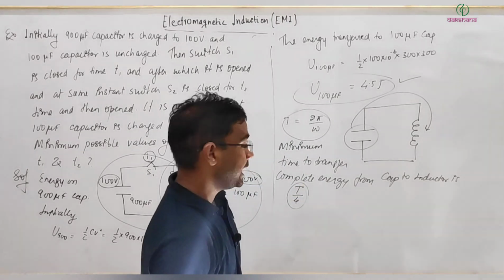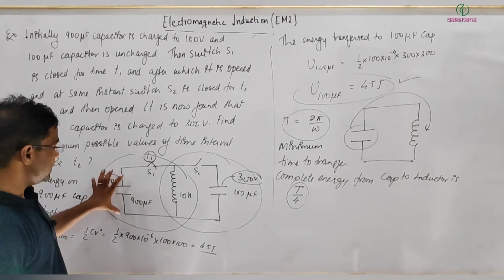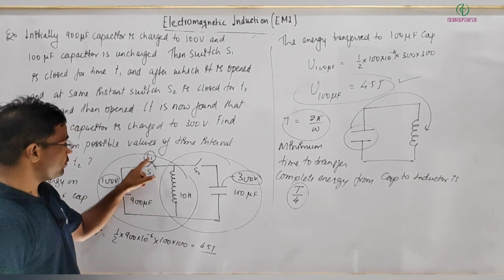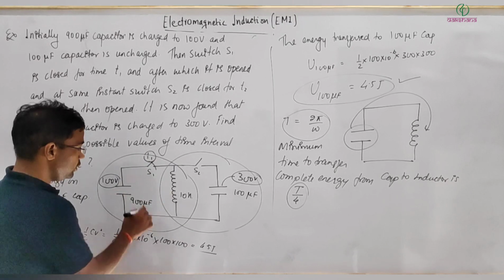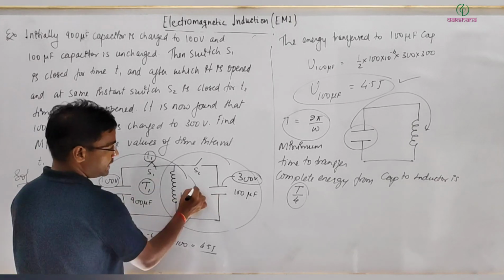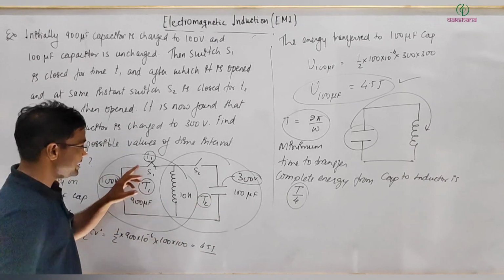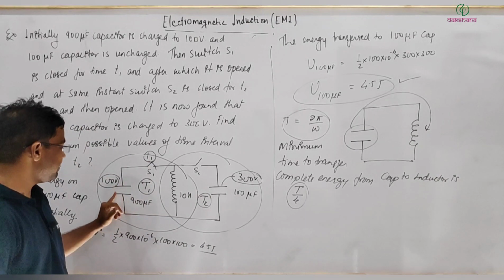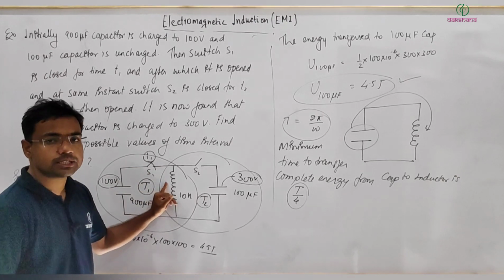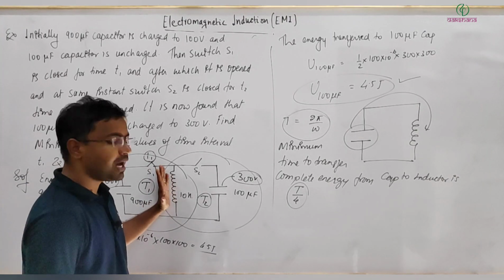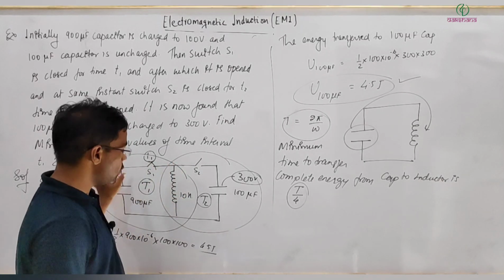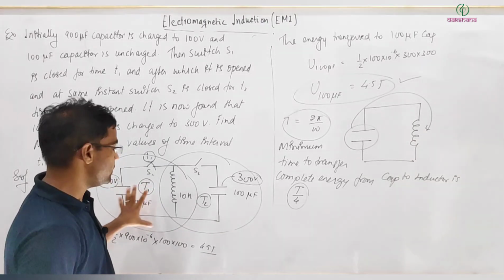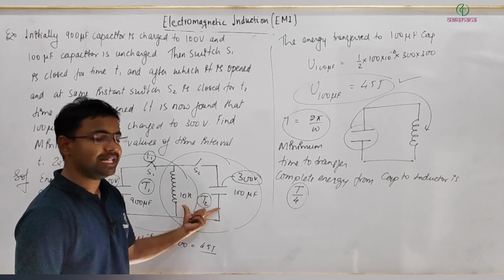So what is happening? Initially this circuit must be switched on for T1 equal to T by 4. So it has time period capital T1, and this circuit will have time period capital T2. By that time the complete energy will be transferred to this inductor. After that the inductor will have the initial energy, and this part is taken out, separated out. Now this will act like one LC oscillator.